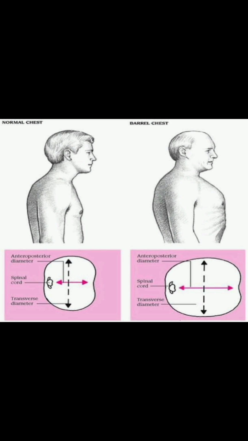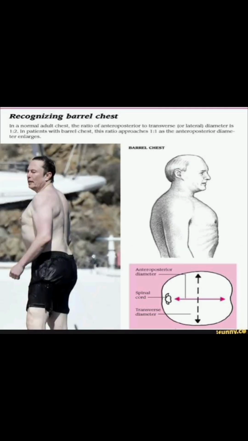The clinical features are clubbing of fingers, jugular vein distension, retraction, nasal flaring, and paradoxical movement. Once again, what are the abnormal chests? Barrel chest, funnel chest or concave chest or pectus excavatum, and pigeon chest, also called pectus carinatum or convex chest.